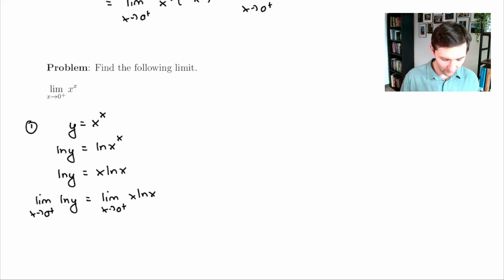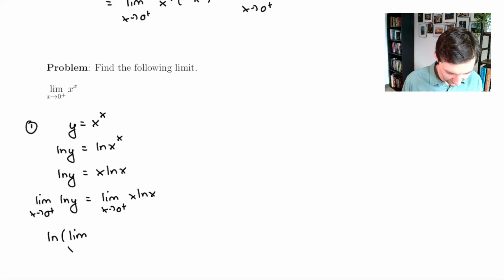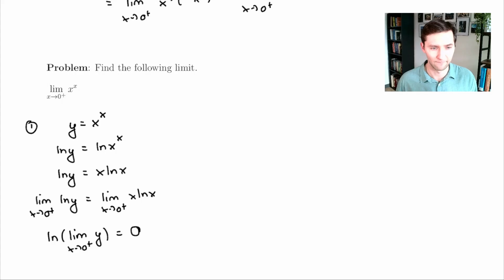What's more, natural log is a continuous function. And continuous functions have one special property. You can take the limit and move it inside of ln. So this is the same thing as ln of the limit as x goes to 0 from the right side of y, and that equals 0. And I was able to move that limit inside of ln because ln is a continuous function.